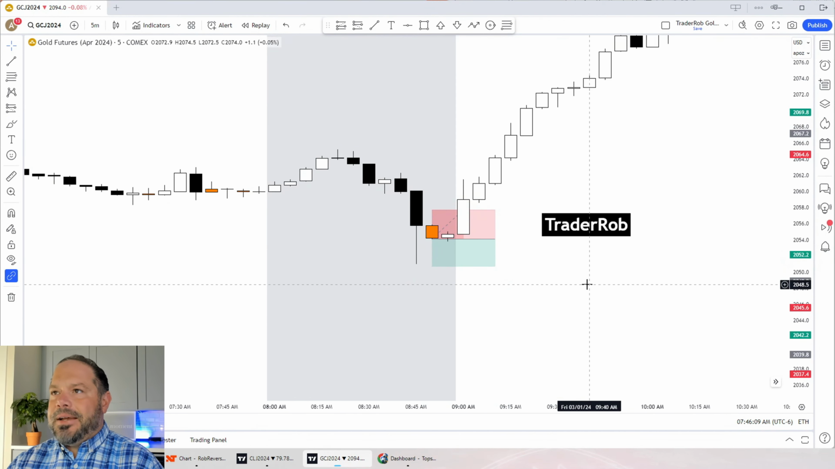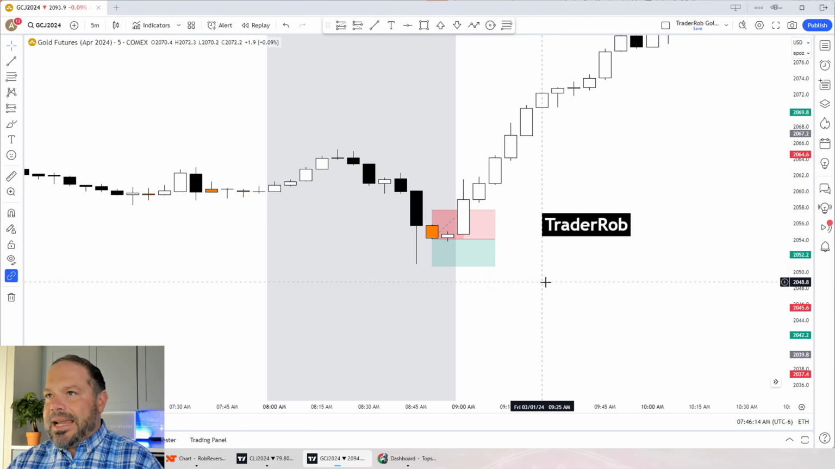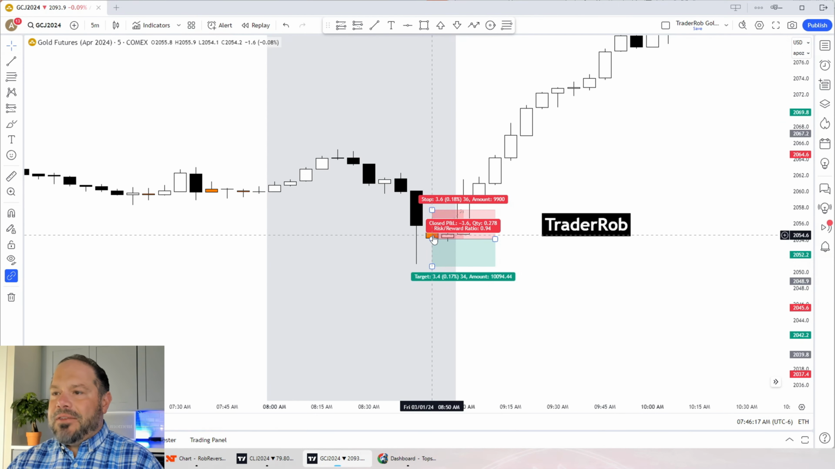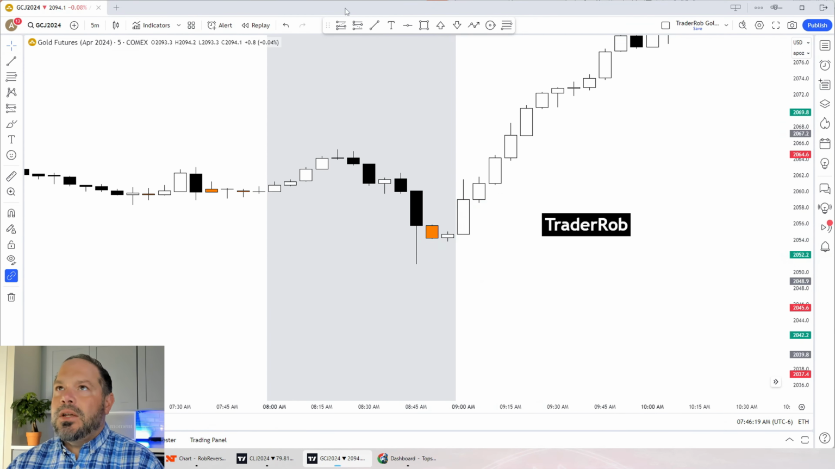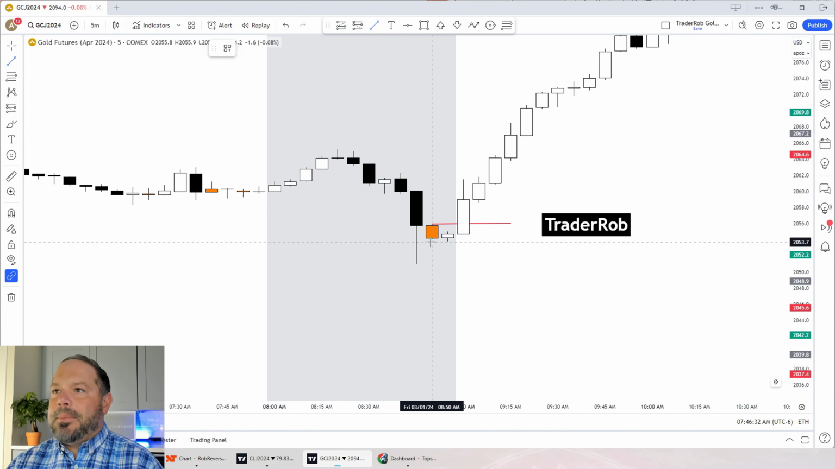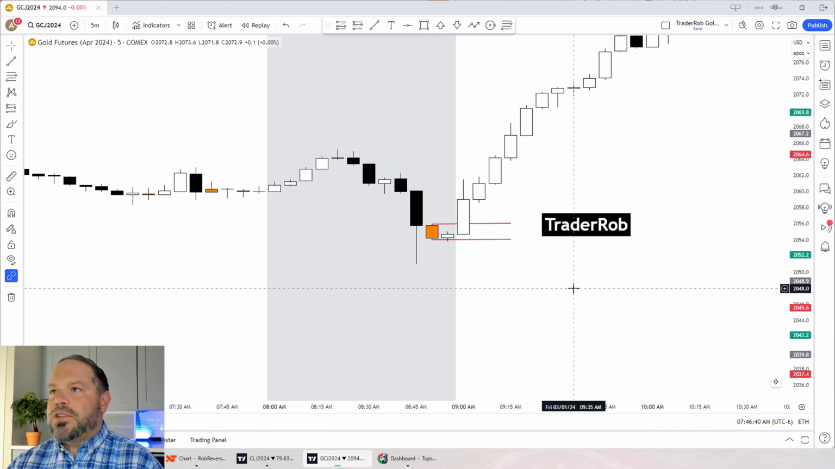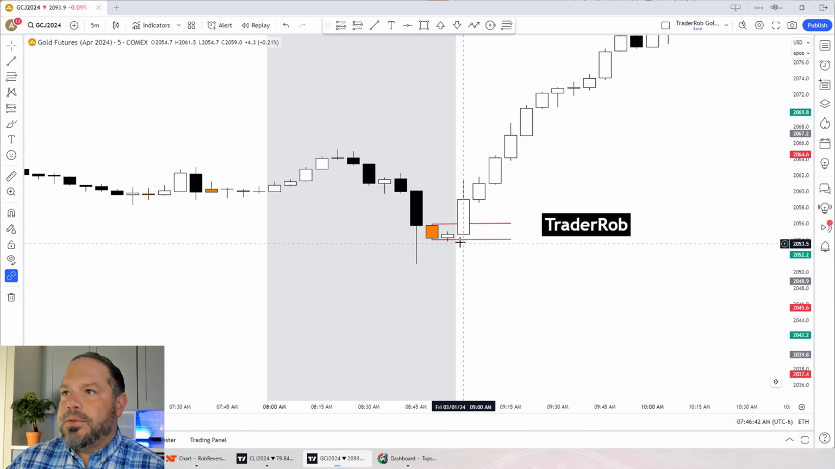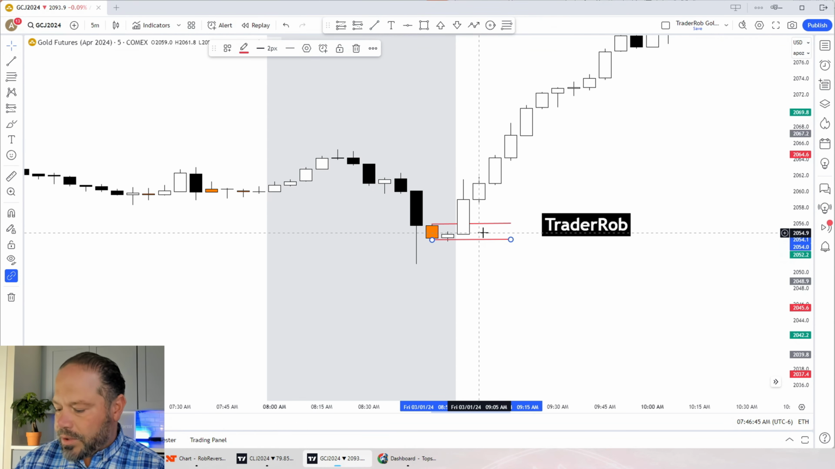If you saw the video from Friday, we had news being released right at 9 a.m. We got an inside bar at 8:50 in the morning. We've got an order to go long at the top of this inside bar, and an entry to go short at the bottom of our inside bar. From there, we are just letting price action determine in which direction it wants to go. So we actually get ticked in to the short.